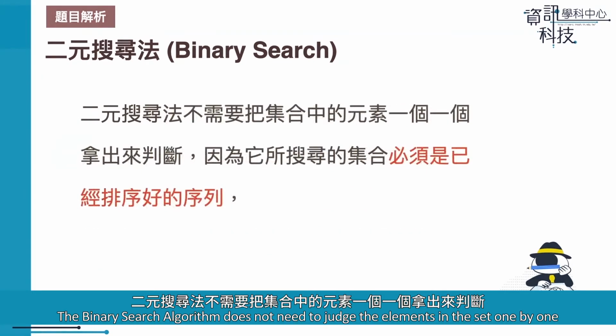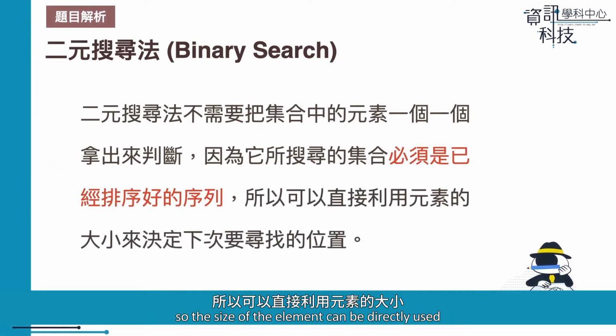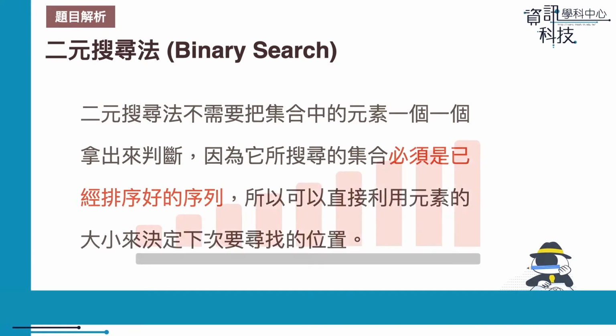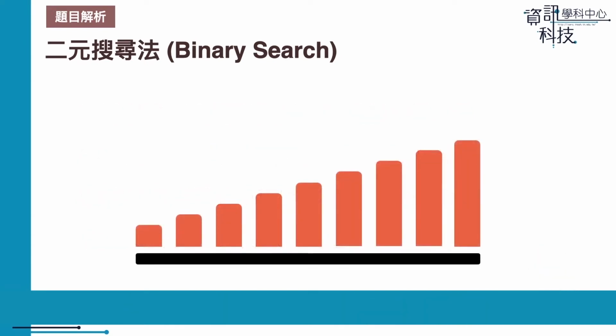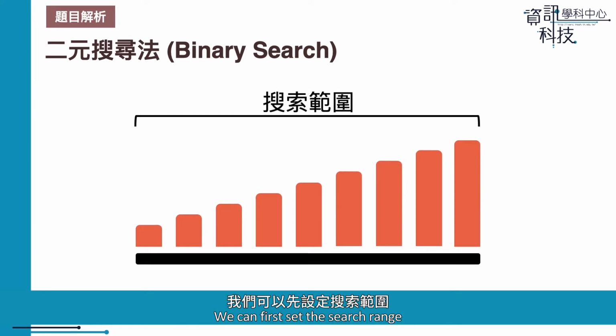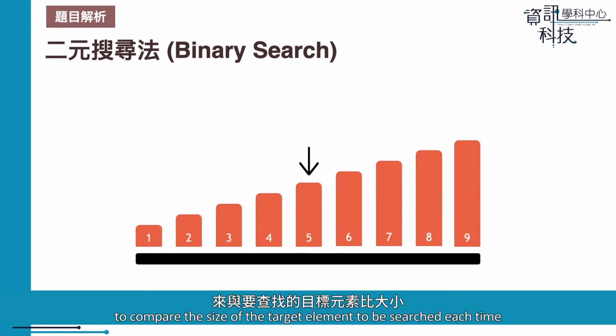The binary search algorithm does not need to judge the elements in the set one by one, because the set it searches must be a sorted sequence. So the size of the element can be directly used to determine the position to be searched next time. Searching for elements in a sorted sequence is very easy. We can first set the search range and use the middle element of this range to compare the size of the target element to be searched each time.